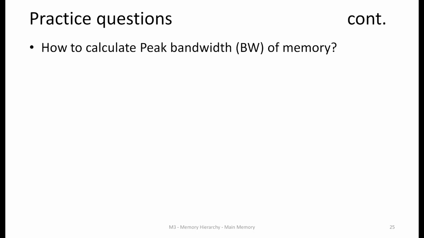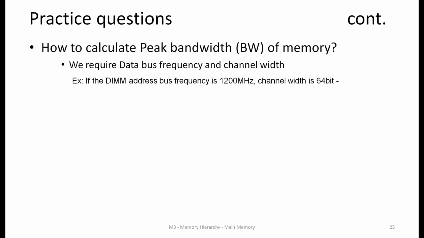Now with this, let's try to calculate the peak bandwidth of the memory. For this, we would need the data bus frequency along with the channel width. Now let's say the frequency on the DIMM is given as 1200 megahertz for the address bus, and the channel width is 64 bit.